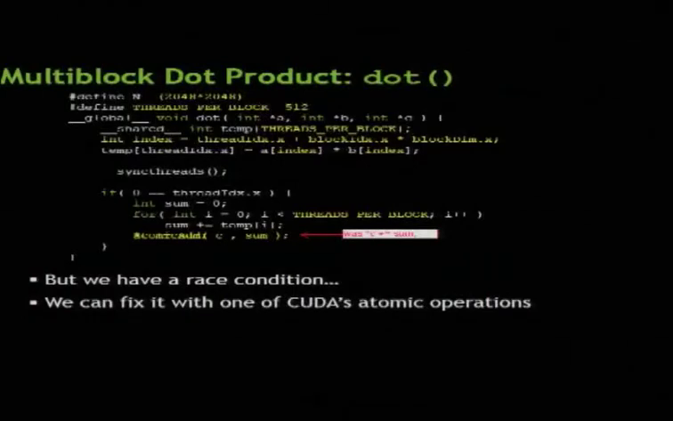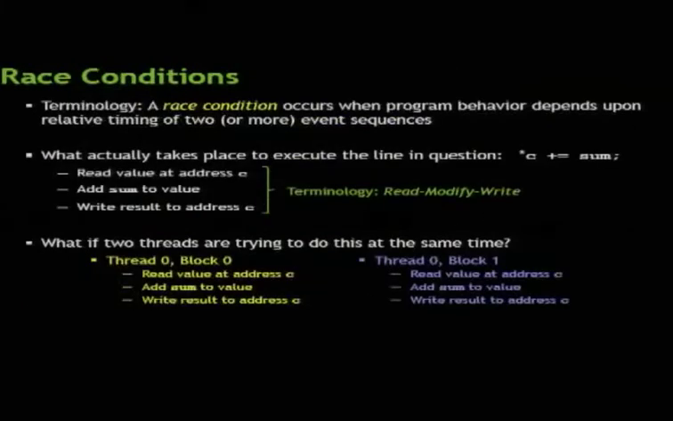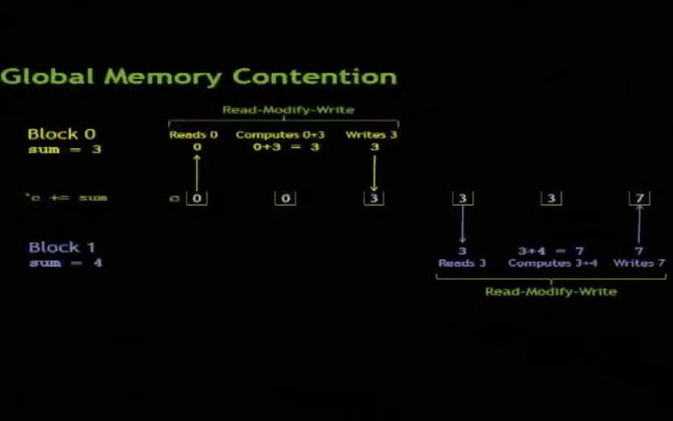And so basically a race condition occurs when program behavior depends on the timing of two event sequences. And why this needs an atomic is the way this would work: you'd read a value at address C from global memory, you'd add the sum to the value, and then write the result back. That's a read, modify, write that's pretty common. If two threads are doing this at the same time, these sequences of events can be interleaved in different ways. And here's one way that sequencing of memory operations could play out.